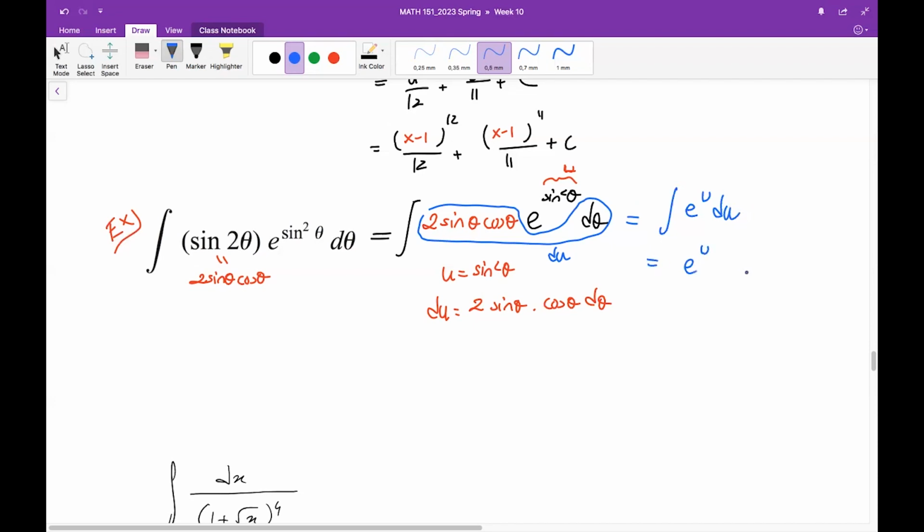Integral of e to the power u is itself, right? And then you will just back substitute. So the result is e to the power, turn back to your original variable theta, sine square theta, plus c is still there. Okay? Every time you need to put this arbitrary constant c whenever you have an indefinite integral without boundaries. Okay?